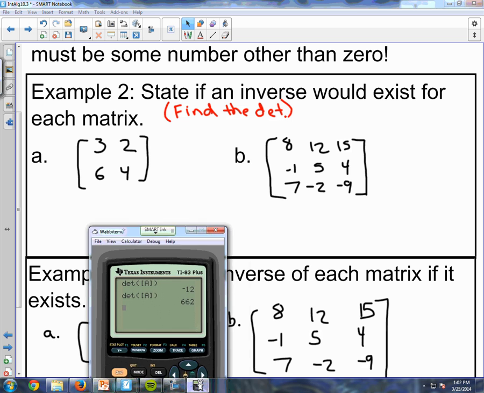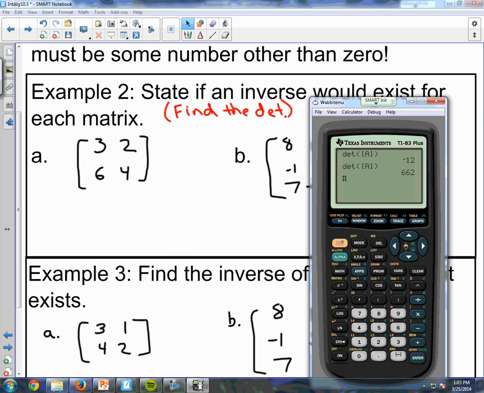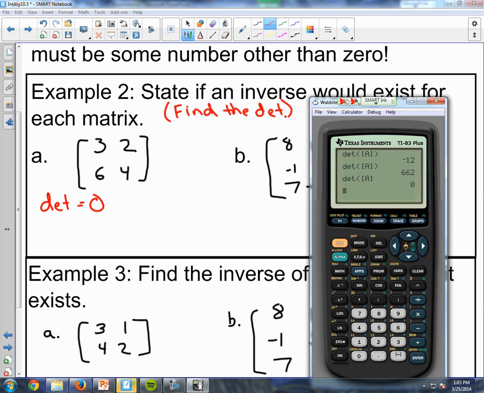So get your calculator back out. We're going to do this just like we did on example 1. So I'm going to go back to matrix. I'm going to edit the first one. Now it's a 2 by 2. And I'm going to make it 3, 2, 6, 4. Make sure you hit enter. Quit out. Go back to matrix. Go back to math. Choose determinant and tell it to use the one that we just put in, which was matrix A. Hit enter, and we got 0. So the determinant was equal to 0. That means that no, there is no inverse. If you get 0, that's the case where it does not have an inverse.